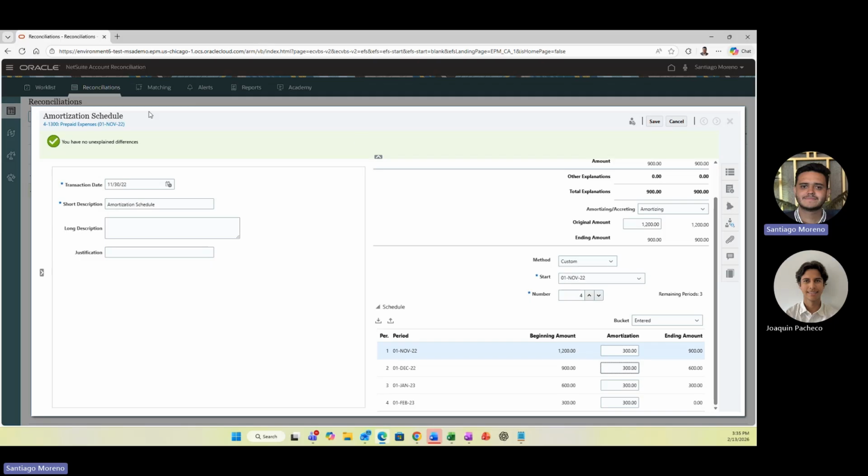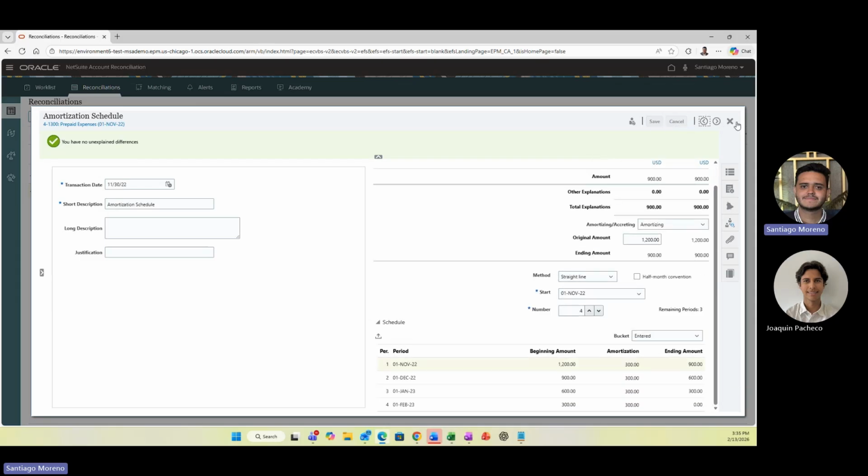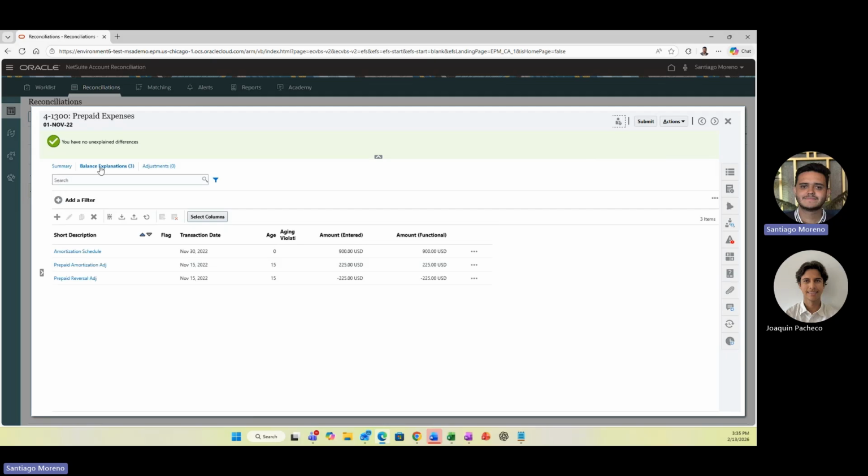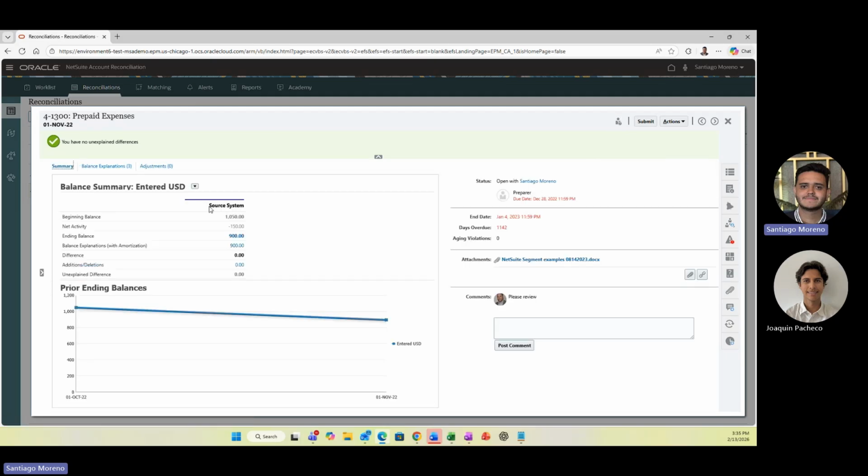That's basically the main difference between this one and the other one. However, it's going to be really important for you to be aware that this one is still going to be an account analysis because I need to justify the full ending balance of this account. So this is still going to be an account analysis type of reconciliation.